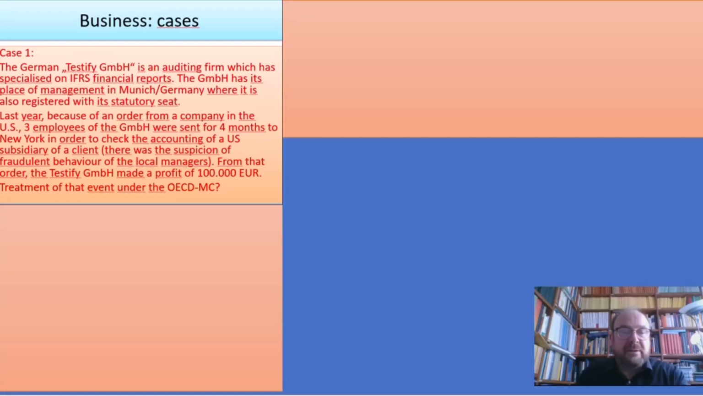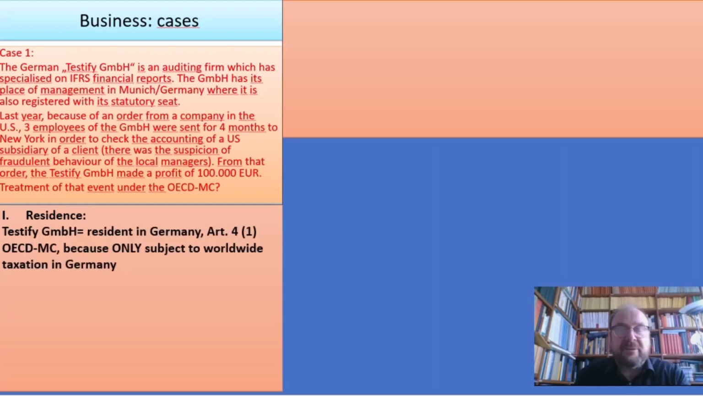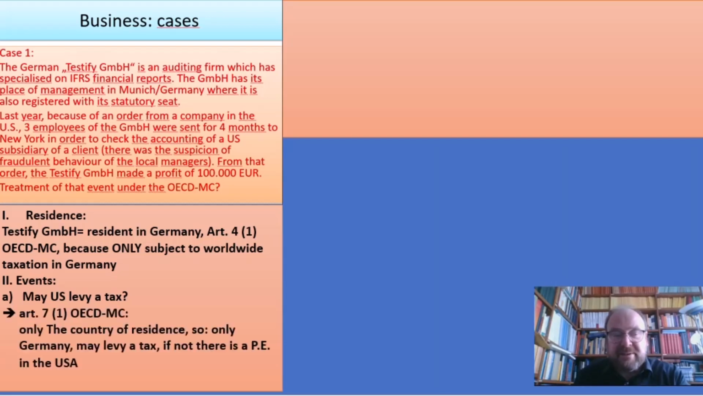So let's have a look. For the solution, we begin as always with checking the residence. And for the testified GmbH, it's clear that it's resident in Germany under Article 4.1 and only in Germany, because it's only subject to worldwide taxation in Germany. Then we go to the events, or here only one event, the order or service which our GmbH renders to its American customers in the USA. The first question is, may the US levy a tax? And the answer is Article 7.1 of the OECD Model Convention. It may not, because only the country of residence is allowed to tax business income.